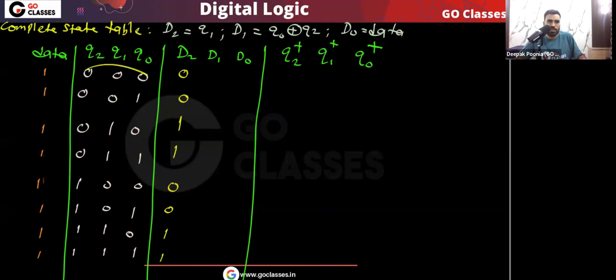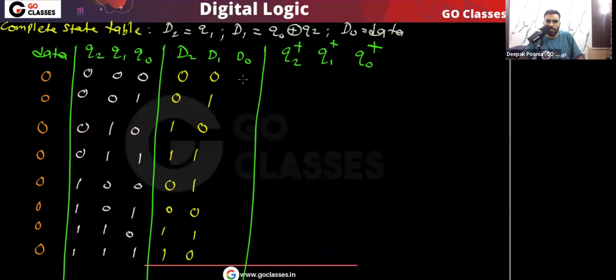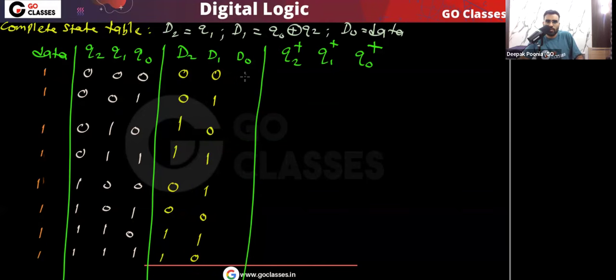Basically the same thing here when data equal to 1. In these 8 rows also the same thing, because d1 equal to XOR of q2 and q0. So it will be 0 1 0 1, then 1 0 1 0. Now what about d0? That is same as data. So you can see this data column, you can just copy paste in d0. So 0 0 0 0 0 0 0 0, and here also it will be 1 1 1 1 1 1 1 1. Isn't it very easy? Tell me.